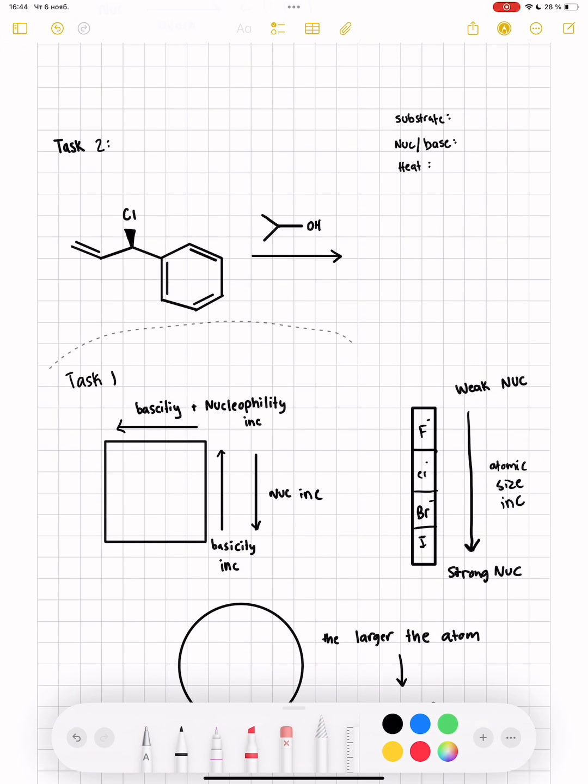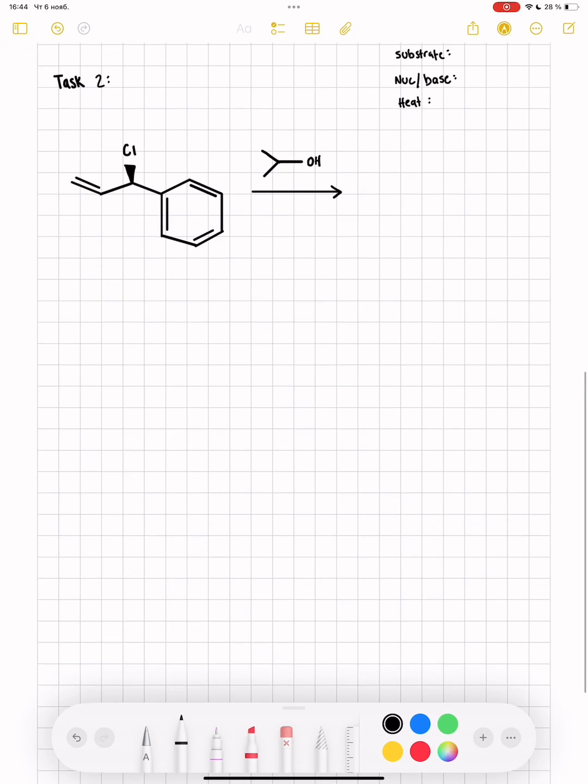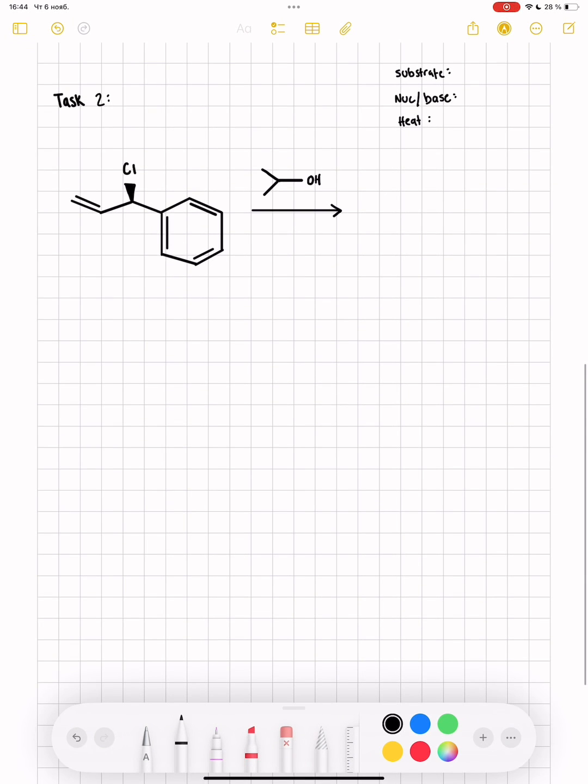So now, let's go to task 2. Let me just erase this so we have some space for task number 2. In this task, we're going to be determining what mechanism and drawing it out. Okay, so let's get to it. So first we want to start off with classifying our substrate. So here's our chiral center. There it is.